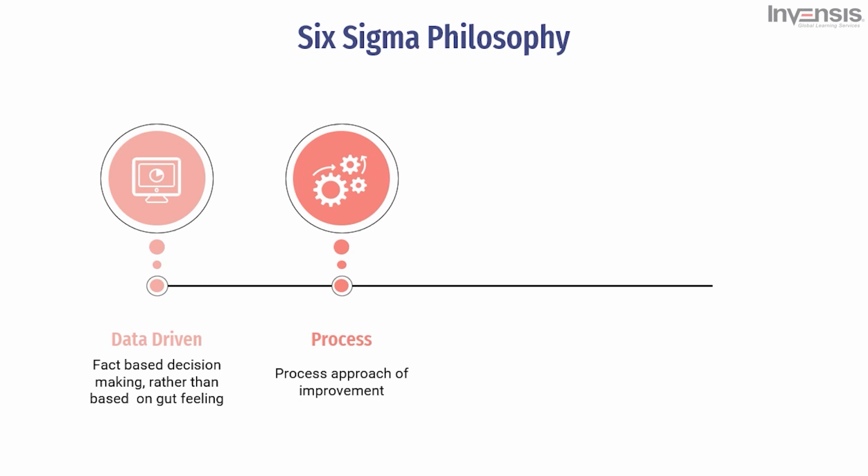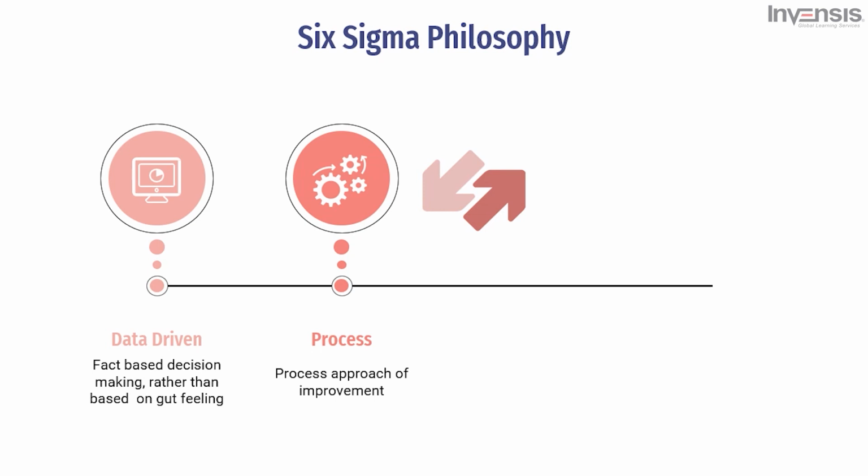The second philosophy of Six Sigma is that it is based on a process. So any improvement you are doing is on a process. And when I say a process, for the process you would have input and output. So here in Six Sigma, we will be looking at improving our output by changing our input. So unless you change your input, your output is not going to change. So that's the approach we're taking here. What all are inputs to the process which we can change so that our output improves.